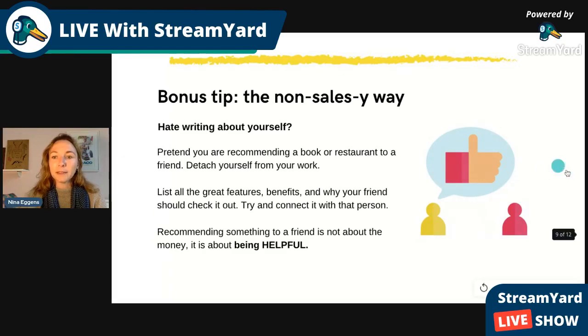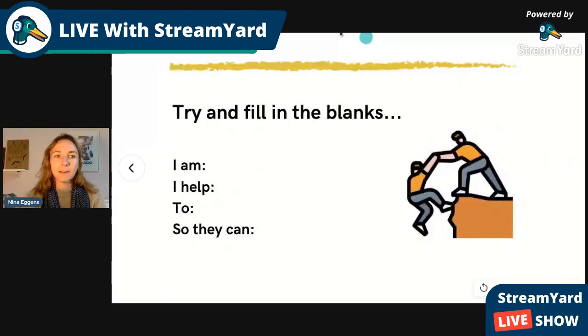Now, the last slide is the homework slide. So this is sort of the bare bones that you could use when you start writing your description. If you don't really know where to start, use this. So you can say, I am, I help, and so on. So if you fill in those sentences, then you already have a start, and then you can fine tune it a little bit more, add some more descriptions in it. But that's basically the bare bones of a good offer description.